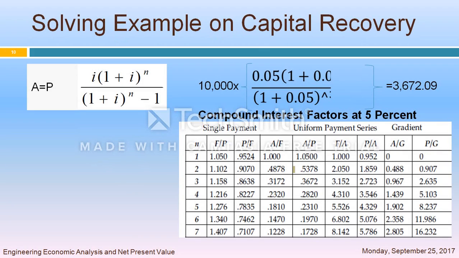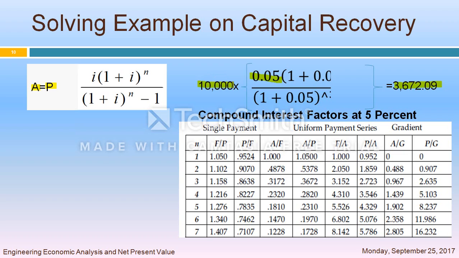Let's solve it. Solving this example on capital recovery, we have the formula and we're going to do it on the table also. So as we said, we're finding A and P is given as 10,000. Let's substitute. When you substitute in the formula, you'll get the amount of A, which is 3,672.09. This is the amount which should be paid every year to achieve this percentage and to recover the 10,000.